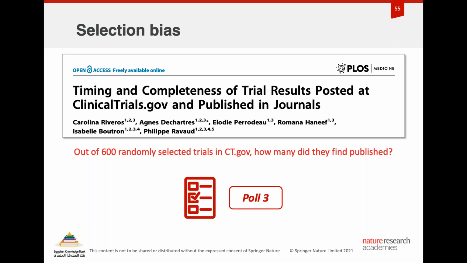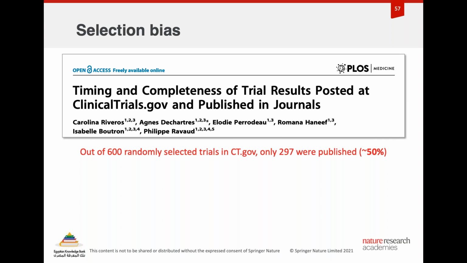So for the 26% of you that chose 50%, that was actually the number. So they found that 297, so about 50% of those trials. I've seen previous studies that also found about 50% of trials that are registered go on to get published. But let me emphasize that point again. Trials that are registered that go on to get published.